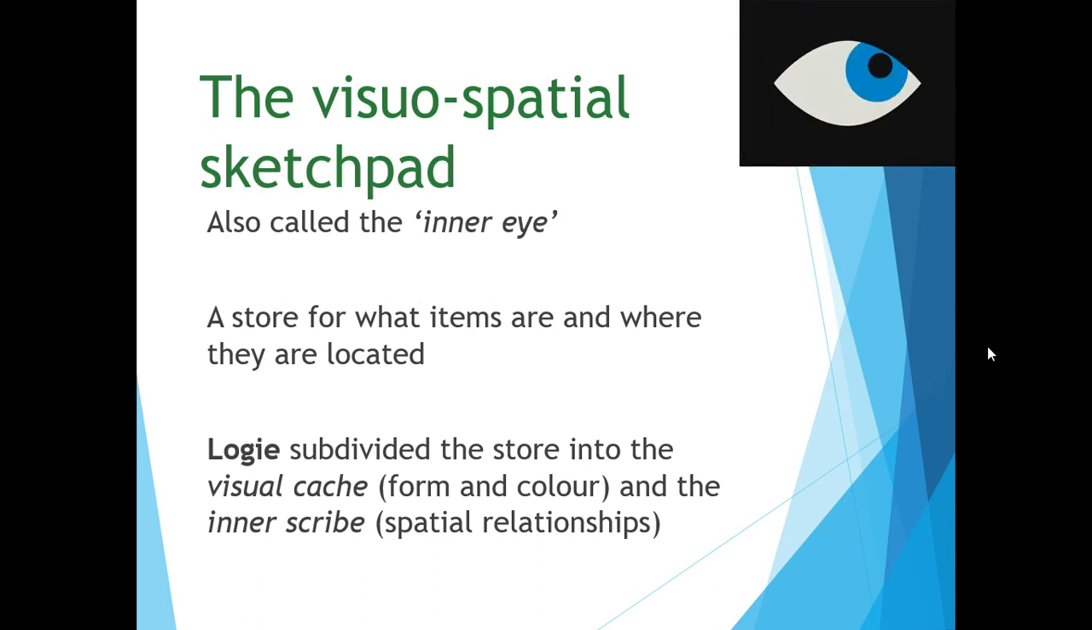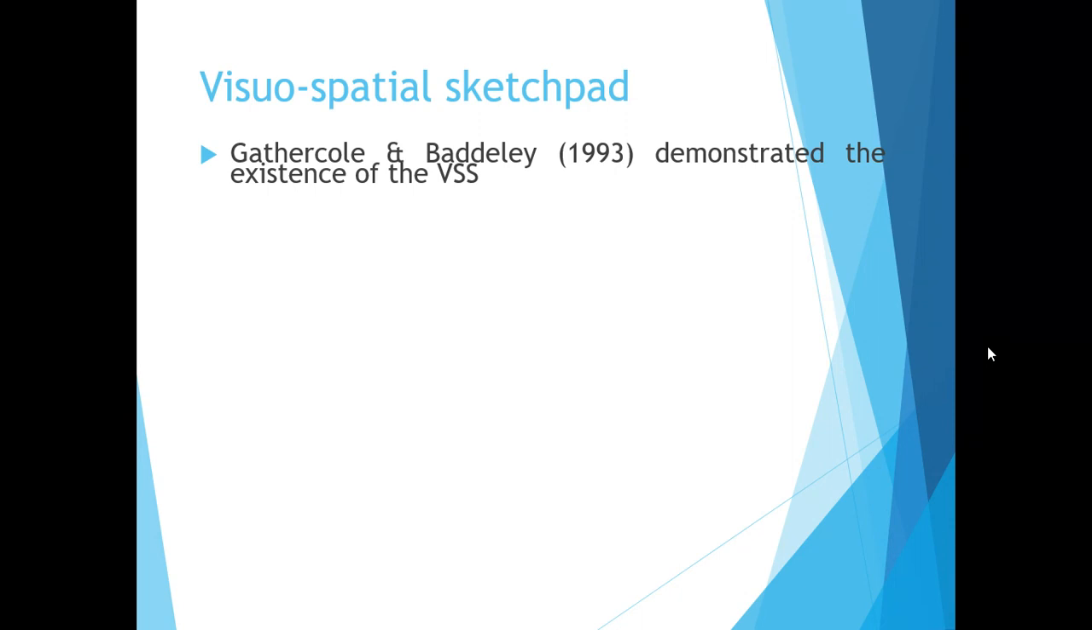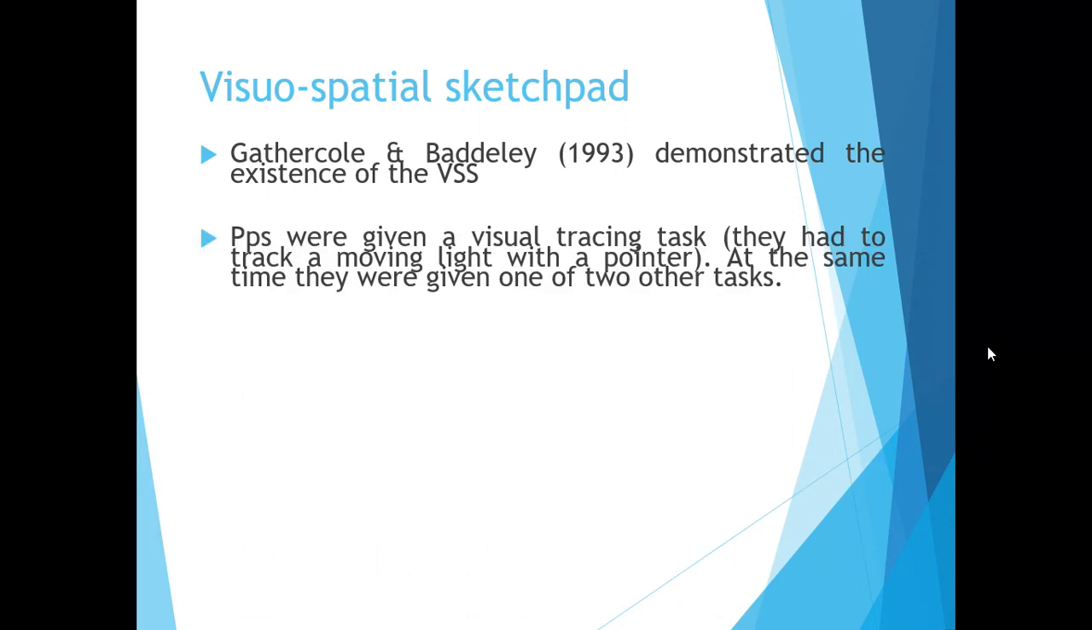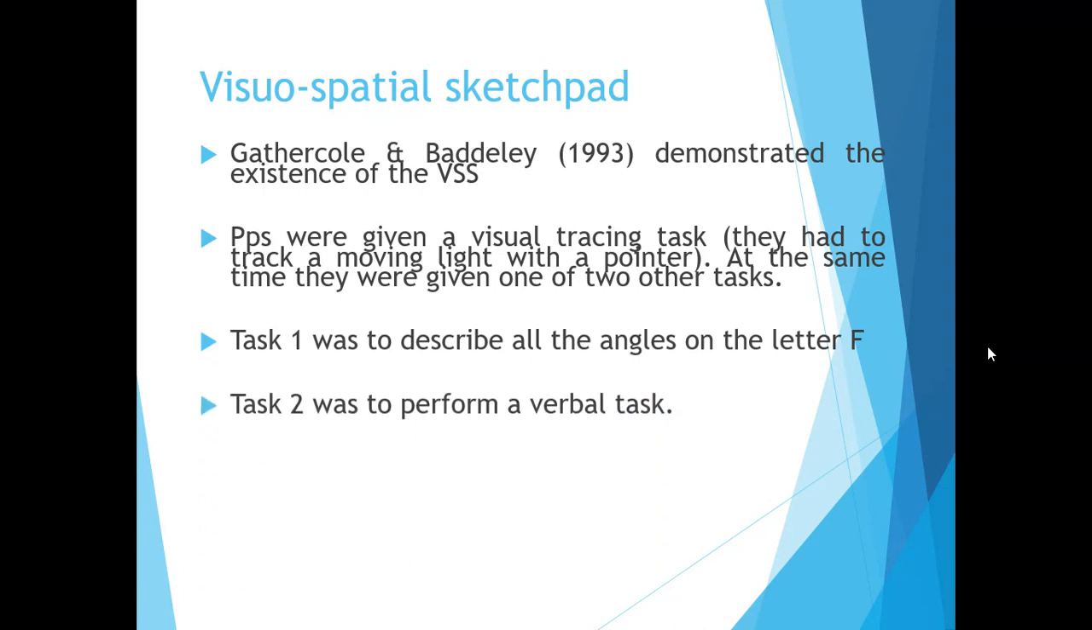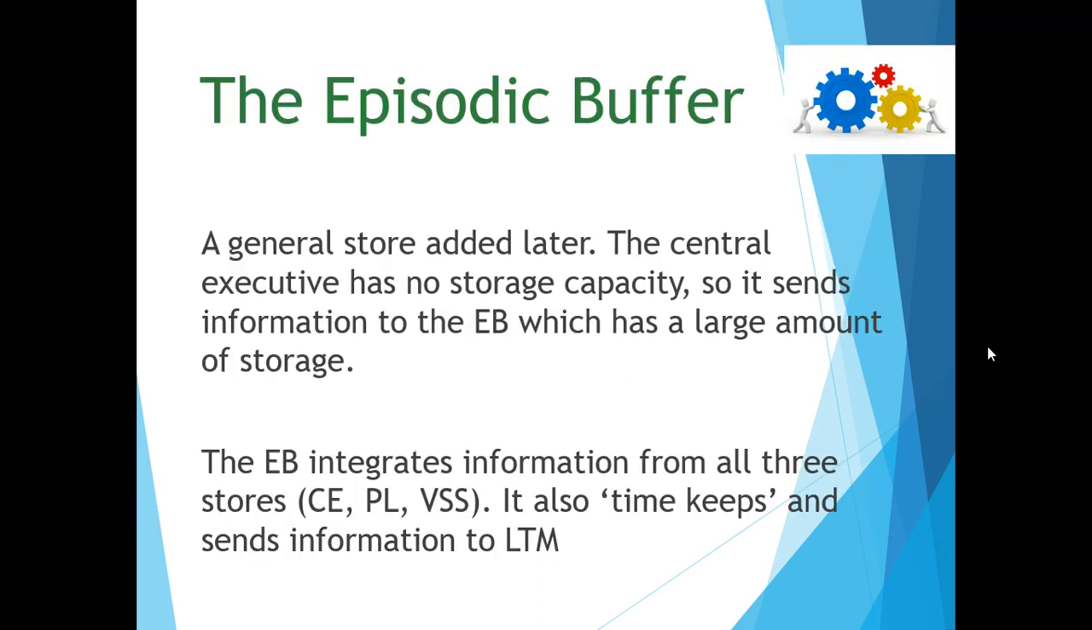The next section is the visual spatial sketchpad, which is the inner eye, where things are, where they are located. Now, this can be subdivided into the visual cache and the inner scribe. You don't necessarily need those subdivisions, but they are there if you want to add a bit more information. And again, some research, it's Gathercole and Baddeley, demonstrating that the visual spatial sketchpad exists, and it's to do with the visual tracing tasks, so where people are looking at a dot of light.